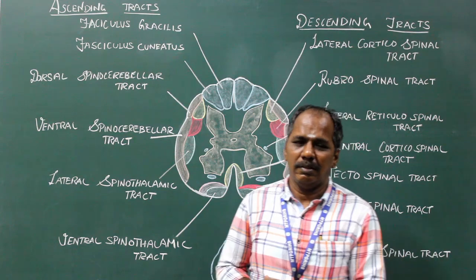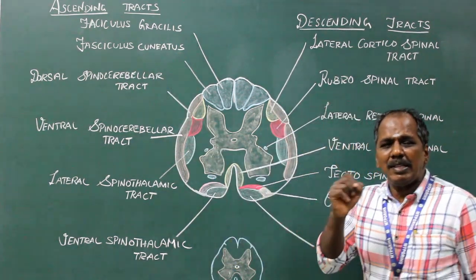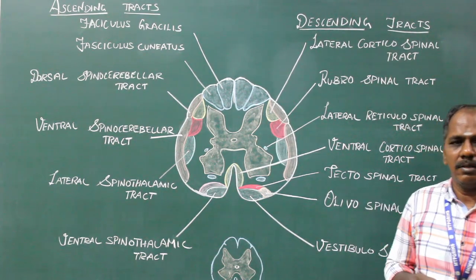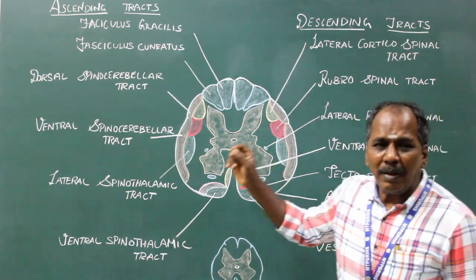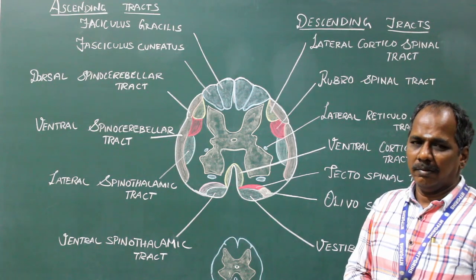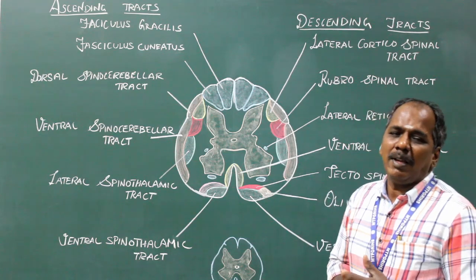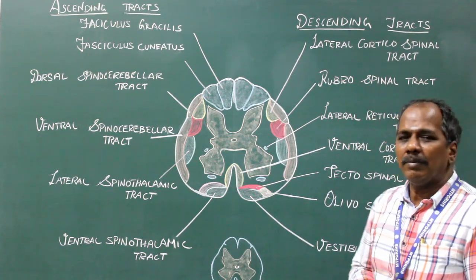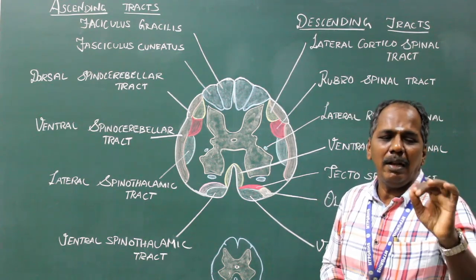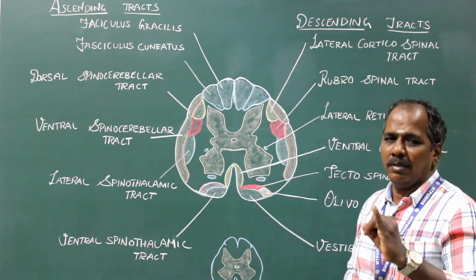Ascending tracts. Ascending tracts are sensory tracts, which conduct impulses from the periphery to the brain through the spinal cord. The ascending tracts are of three types. Number one, those concerned with pain and temperature sensations and crude touch.